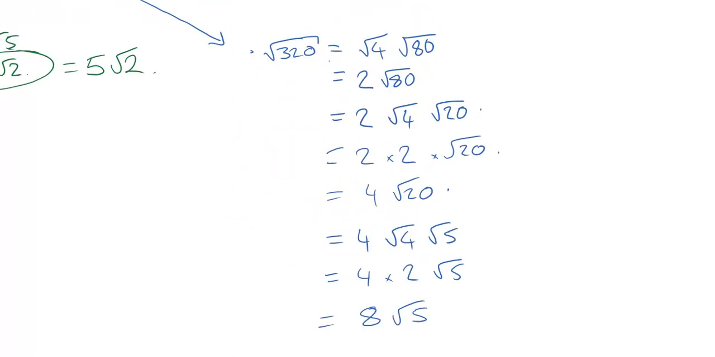So the square root of 320 is going to be 8 square root 5. Okay, I hope that helps you to understand how to reduce a surd into its components and thus reduce it successfully.